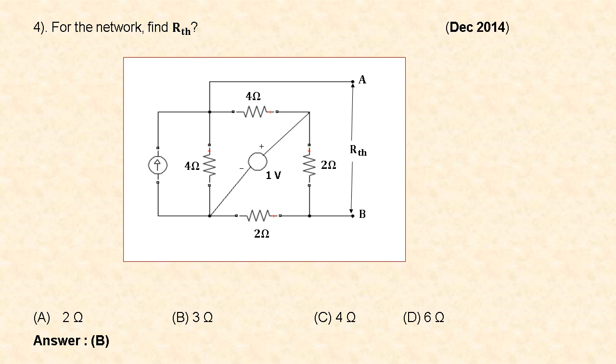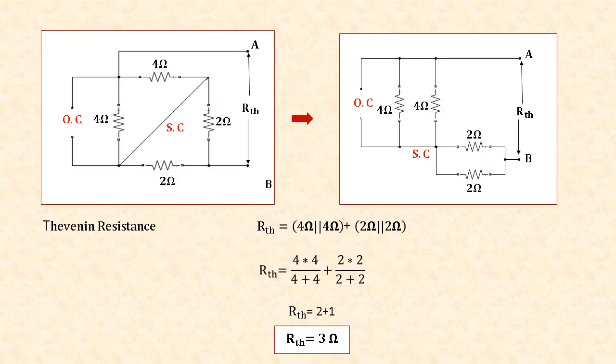Let us see how we got this. First step to find the Thevenin resistance is to open circuit the current source and short circuit the voltage source. Now the resistors 4 ohm and 4 ohm are parallel, and also the resistors 2 ohm and 2 ohm are parallel. But these two equivalents are in series with each other. So Thevenin's equivalent resistance is 4 ohm parallel 4 ohm plus 2 ohm parallel 2 ohm.